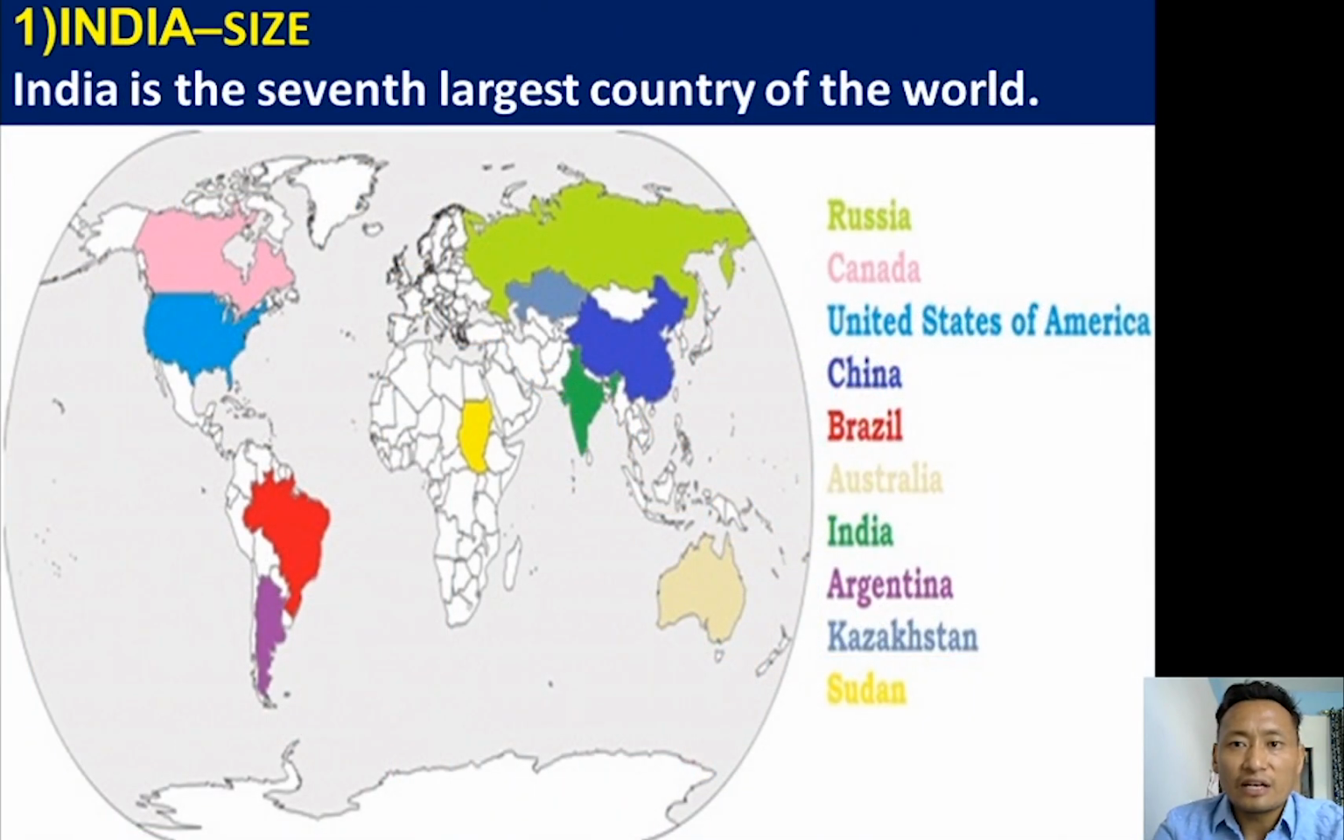India is the seventh largest country of the world. In the world we have more than 200 countries. Among them, in terms of area, India ranks seventh. The largest country in the world is Russia, then Canada, USA, China, Brazil, Australia, and India. So India is the seventh largest country in the world.